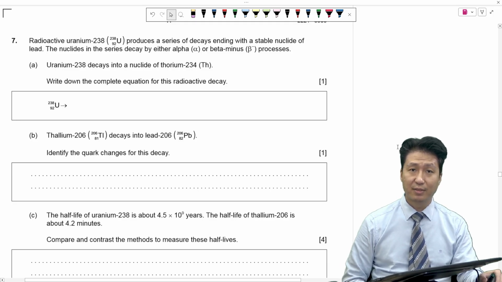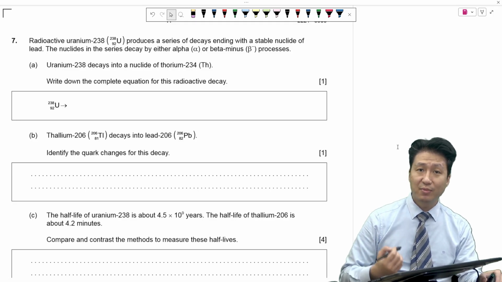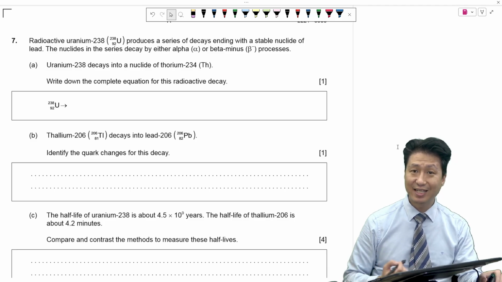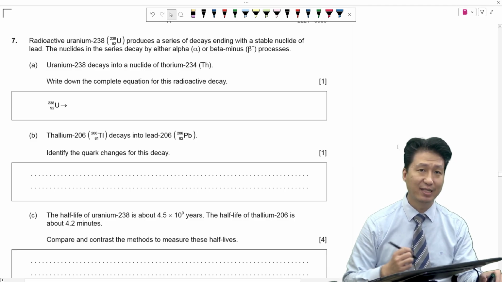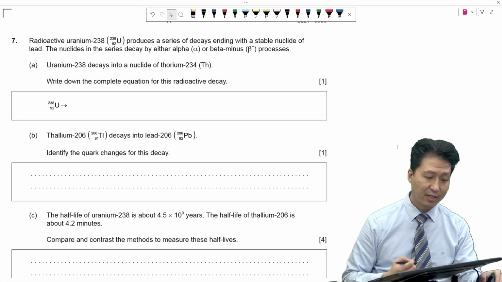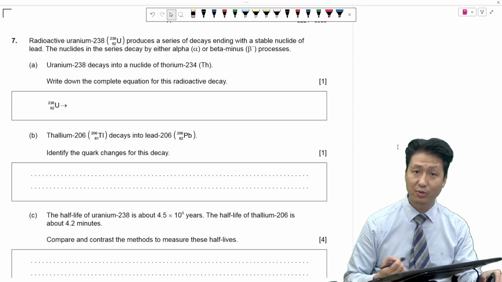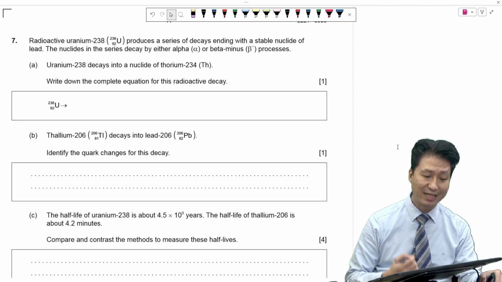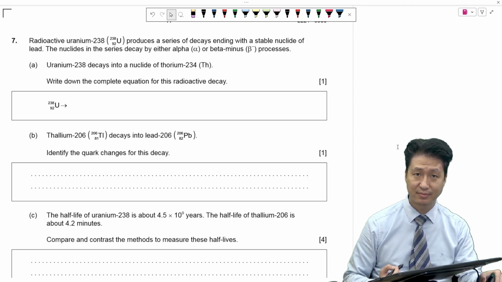Next, question number 7. Radioactive uranium-238 produces a series of decays ending with a stable nuclide of lead. The nuclei in this series decay by either alpha or beta minus decay. Part A. Uranium-238 decays into a nuclide of thorium-234. Write down the complete equation for this radioactive decay.